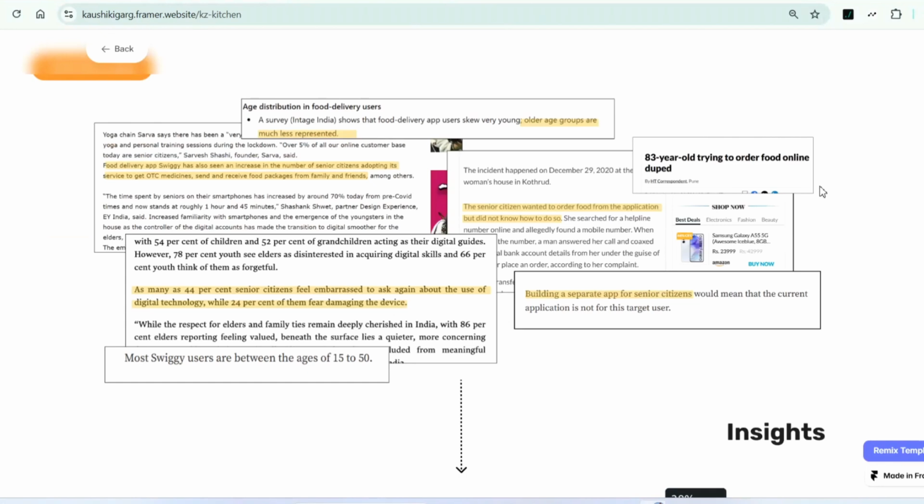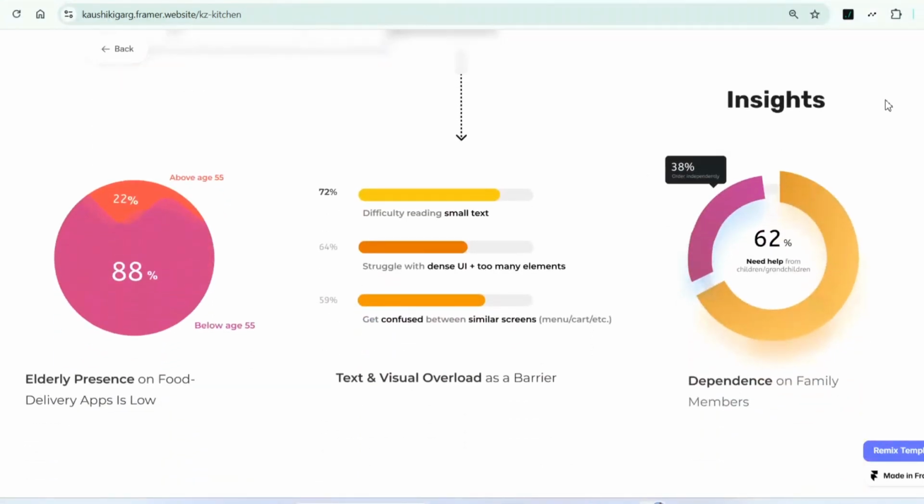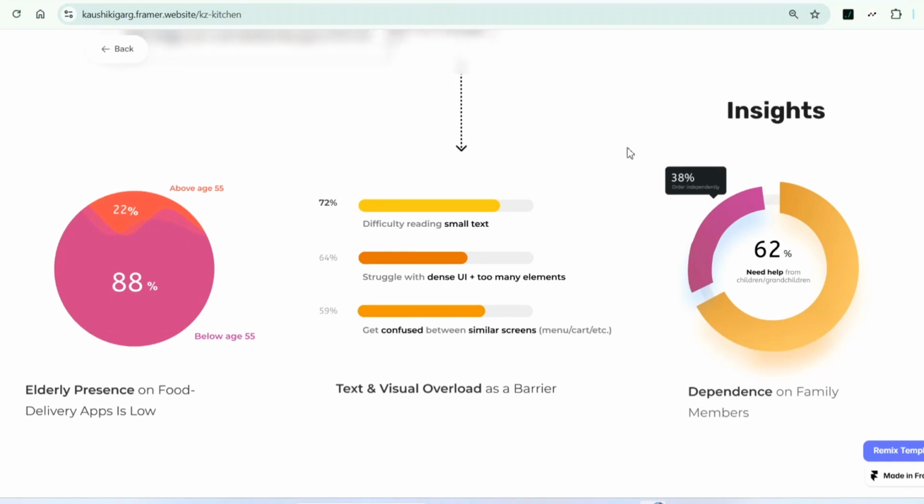When I did the contextual inquiry, I also went online, and from all the articles and tweets and whatever content I found, I got a few insights which I stated here. There were only 22% of the elderly population using food applications to order, and the rest 88% were below the age of 55, which means the younger generation was using these applications more than the elderly.